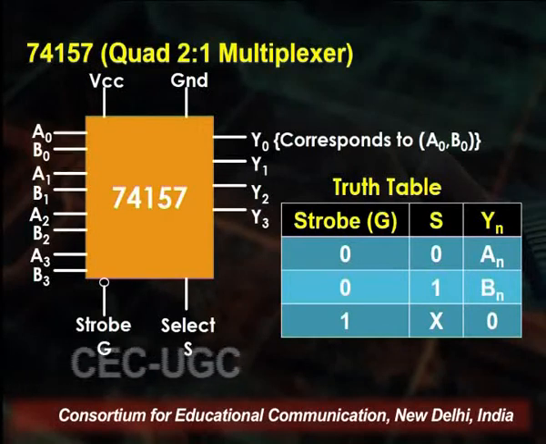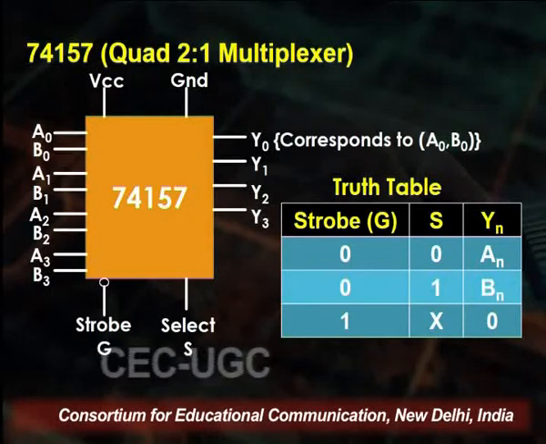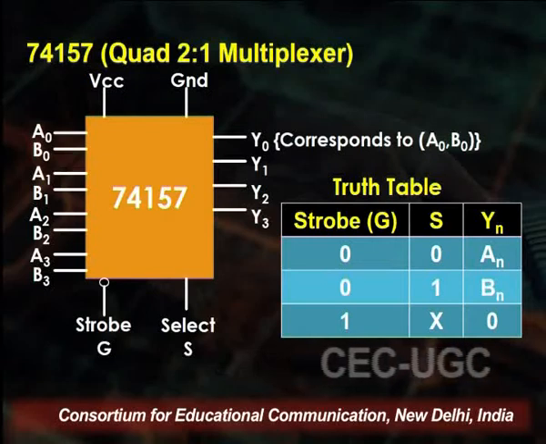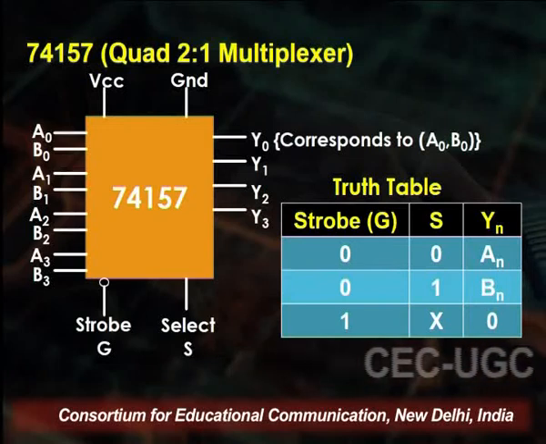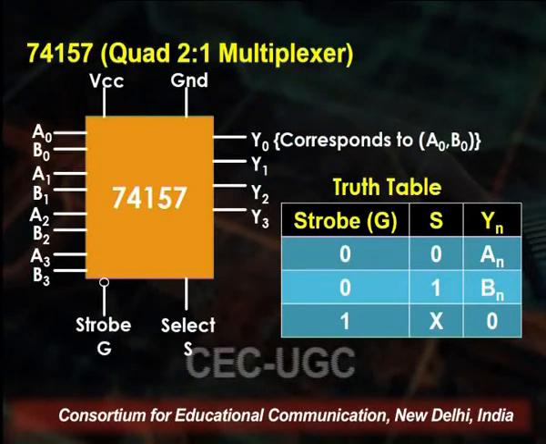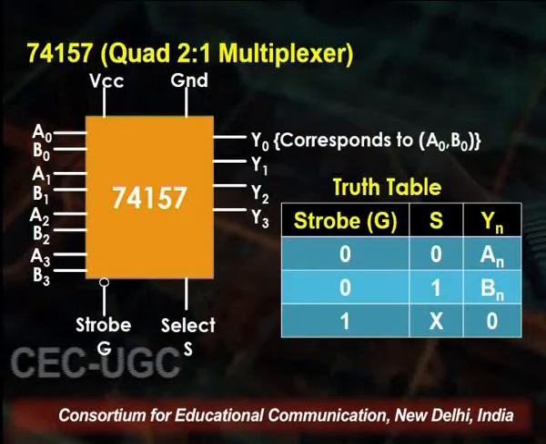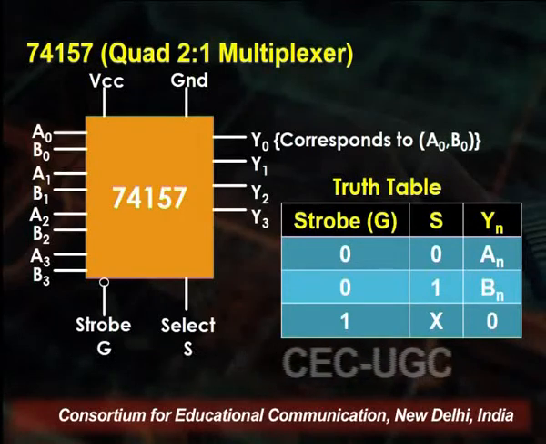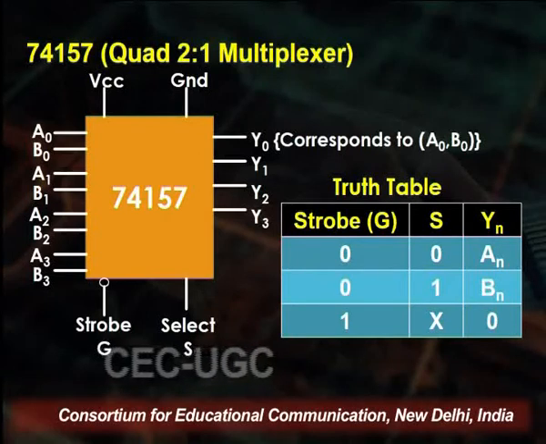Looking at the truth table, we see that as long as the strobe signal is low, that is, this active low device, the selection line S allows us to select either the A input or the B input. As soon as the strobe signal goes high, the 74157 multiplexer circuit gets inhibited, and irrespective of the value of the selection line, which can again be 0 or 1, in this case shown as X, the output YN is fixed at 0. So AN BN corresponds to YN. That is, A0 B0 will be Y0, A1 B1 will be Y1, A2 B2 will be Y2, and finally A3 B3 will be Y3.